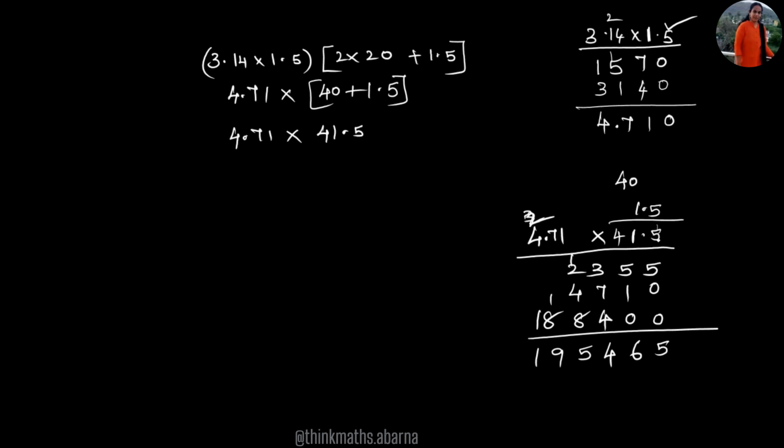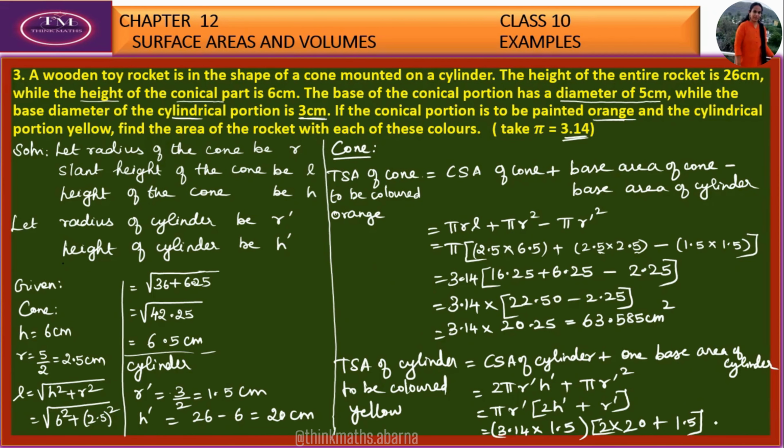How many decimal places? 1, 2, 3. So keep the decimal before 3 numbers. So it is 195.465 centimeter square. So let us write that value. Its answer is 195.465 centimeter square. Okay children, I hope you can understand this problem.